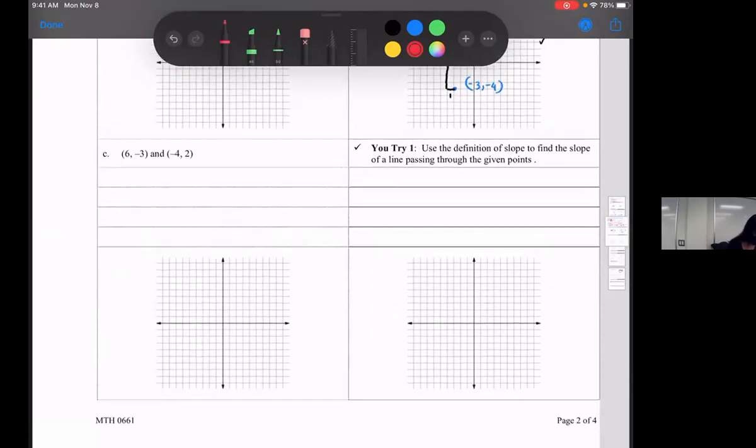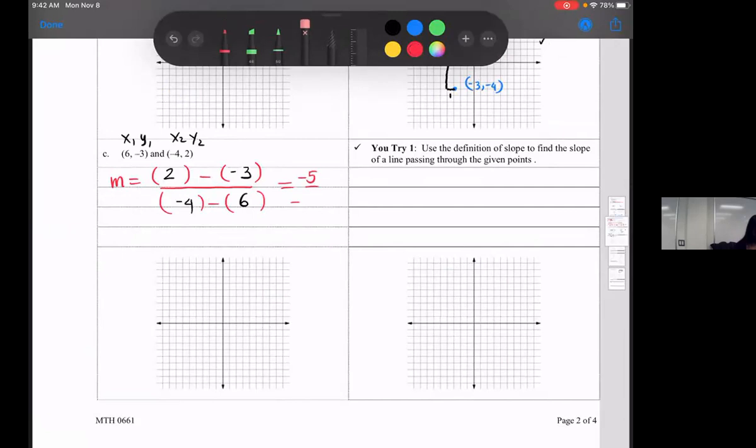Let me do the formula first. m equals parenthesis minus parenthesis over parenthesis minus parenthesis. Label them. I suggest you label them. I walk around and see several people get it wrong because they didn't label. So y2 is 2, y1 is -3, x2 is -4, and then x1 is 6. So the top I have -5, I'm sorry, the top is +5, my bad. The top is +5, the bottom is -10, so that will be -1/2.